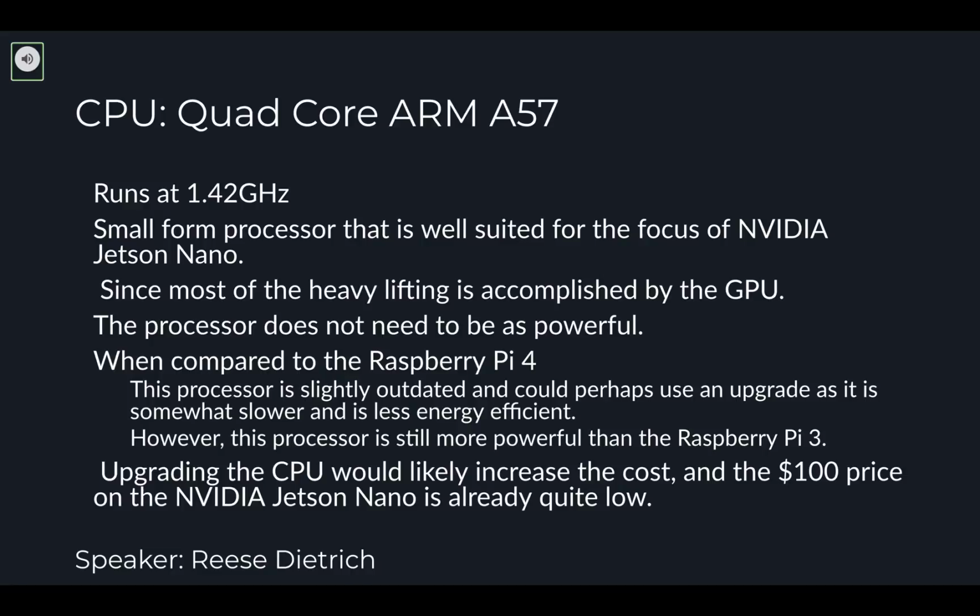Since most of the heavy lifting is accomplished by the GPU, the processor doesn't really need to be quite as powerful. When compared to the Raspberry Pi 4, the processor is slightly outdated. It could maybe use an upgrade as it's a little slower and less energy efficient, but the processor is still more powerful than what can be found on the Pi 3. Upgrading the CPU would likely increase the cost, and it's only $100, which is already really inexpensive.